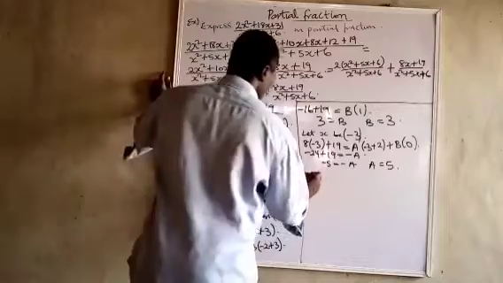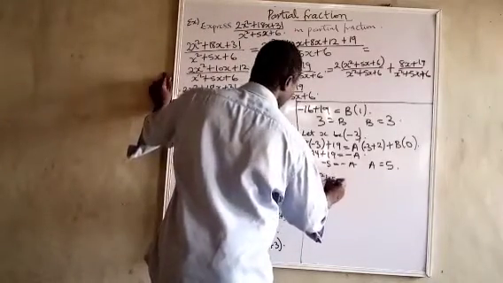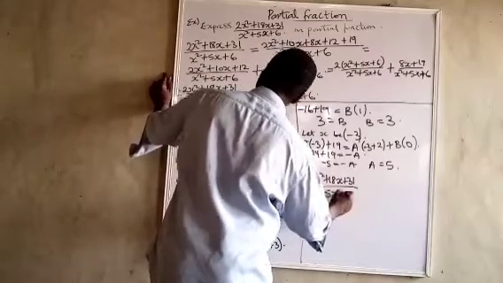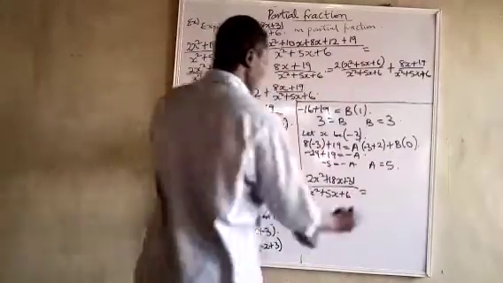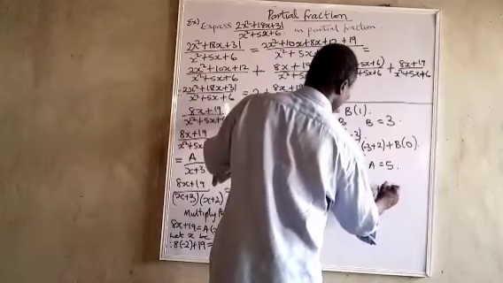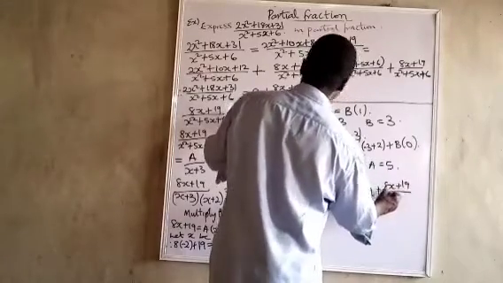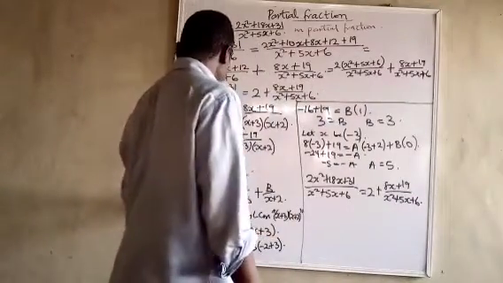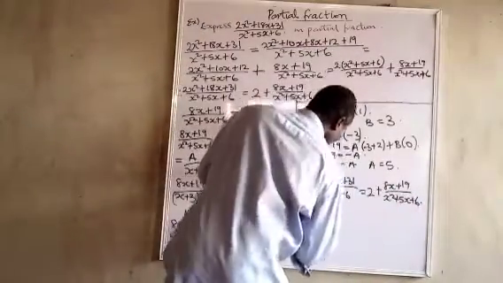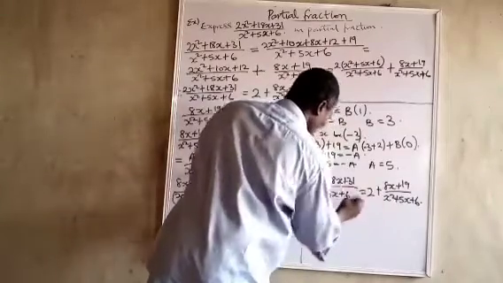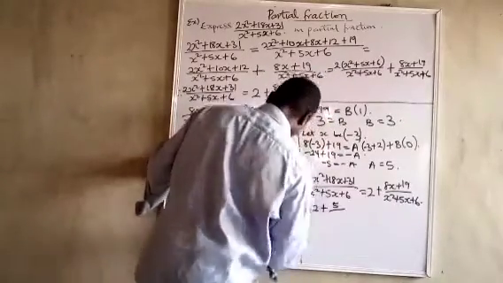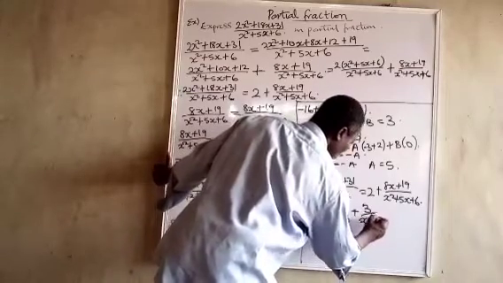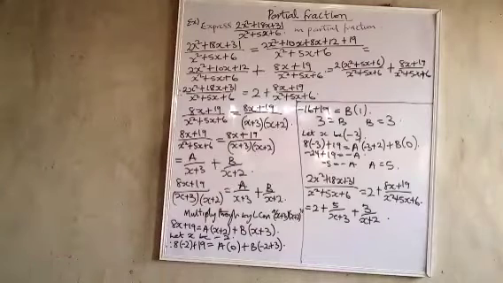Now therefore, 2x squared plus 18x plus 31 divided by x squared plus 5x plus 6, we said is equal to 2 plus 8x plus 19 over x squared plus 5x plus 6. And we have also broken down 8x plus 19 over this. So at the end of the day, we have our expression as 2 plus 5 over x plus 3 plus 3 over x plus 2. So that is the final answer.